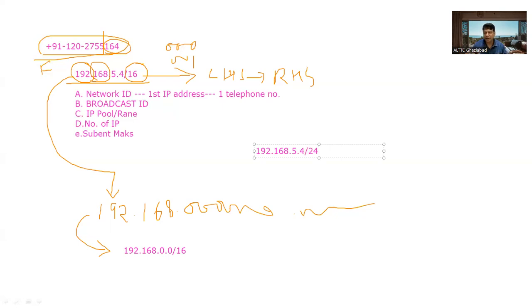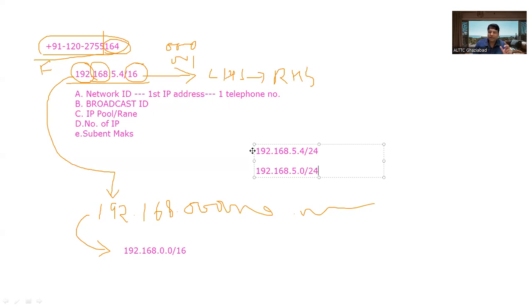192.168.5.4/20. This is a different IP address. In this case, the first 24 bits from the left-hand side are fixed and the remaining are 0. So this is it. We already discussed, you are already aware that every block starts from 0 and goes to a maximum of 255. So all these IPs are valid.